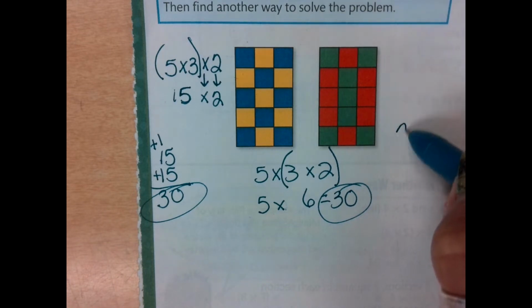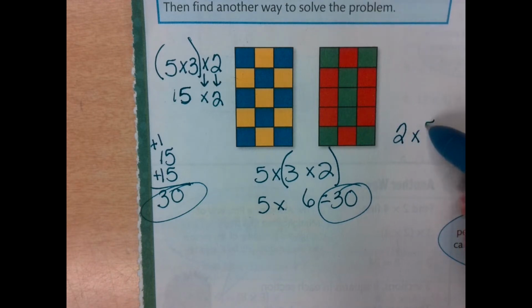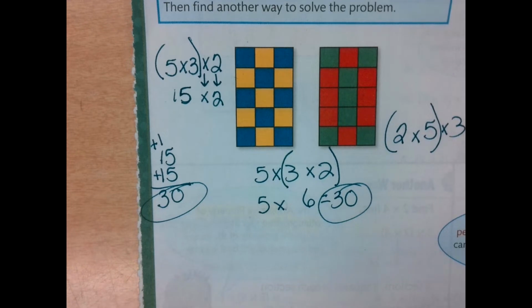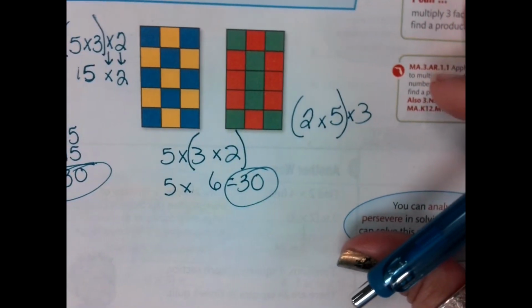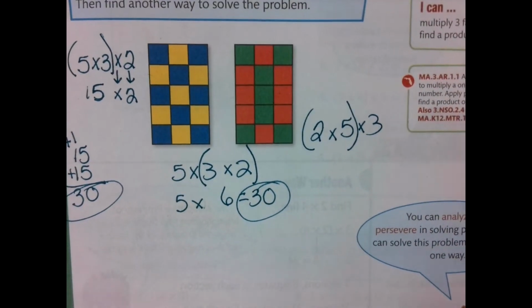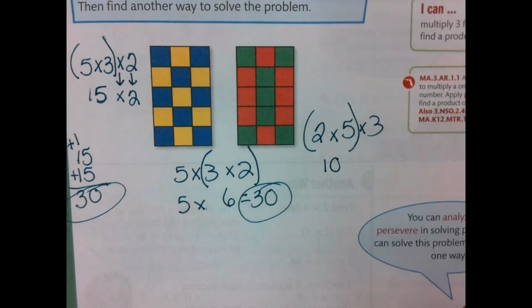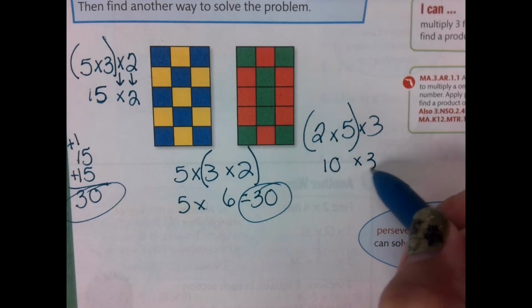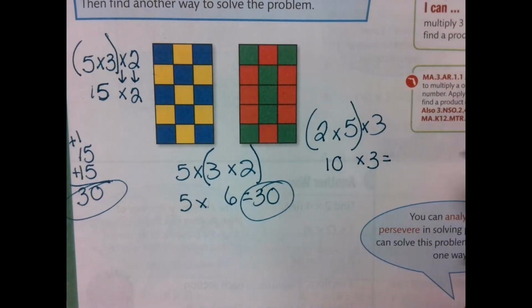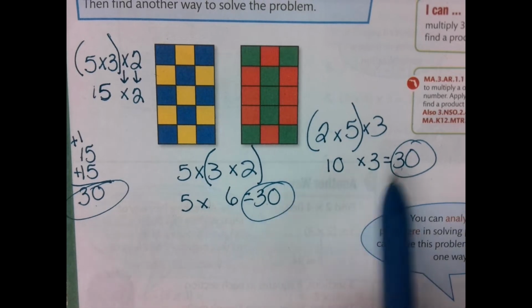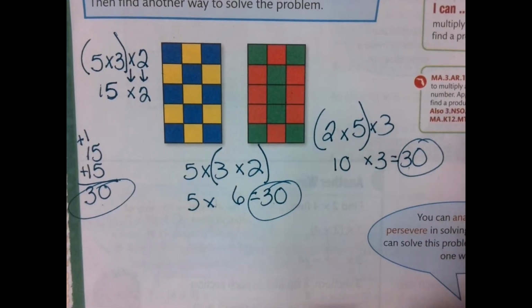What if I did, bless you, we could have even written 2 quilts times the 5 times 3. And I could have even grouped it so it's 2 times 5. So that was one of them that we could do first. 2 times 5 would give me 10. Bring everything else down. 10 times 3 is going to give me 30. Either way you do it on this, I'm still going to get 30.